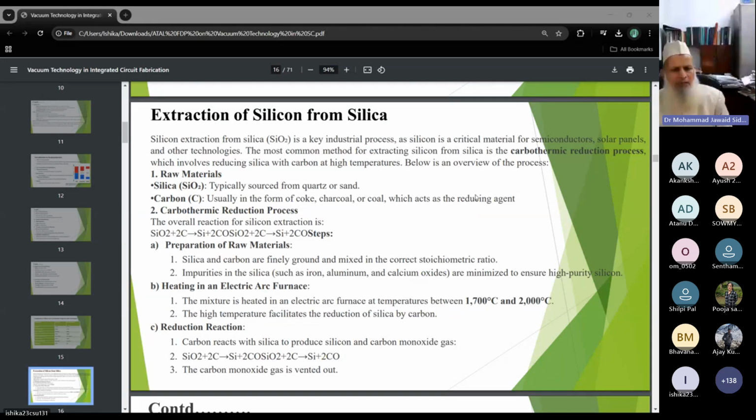Heating in an electric arc furnace. The mixture is heated in an electric arc furnace at temperatures ranging between 1700 degrees centigrade and 2000 degrees centigrade. Then this reduction process occurs. The chemical reaction is given in this slide. So as products, the silicon and carbon monoxide, which is in the form of gas, will be vented out. Yes, please go to the next slide.